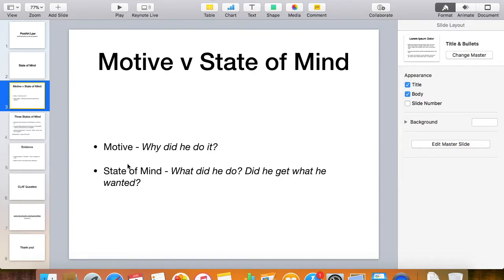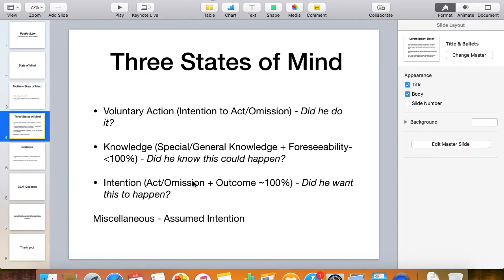But state of mind answers the question, what did he do? And what did he want? What was the outcome? And did he get what he wanted? So it's slightly counterintuitive in the sense that state of mind does not actually talk about what's going on in his mind, but it's an assessment of whether he was consciously doing that action and whether he consciously intended that outcome. Let's look at the next slide and get a little clearer.